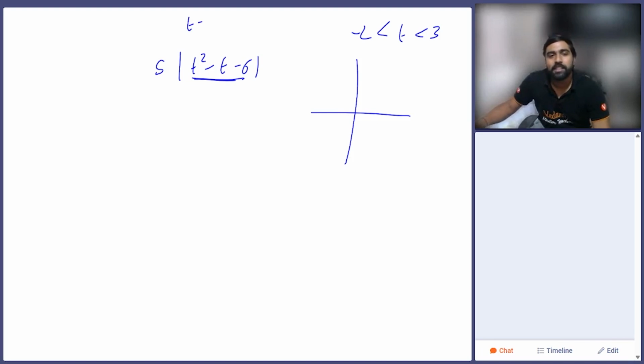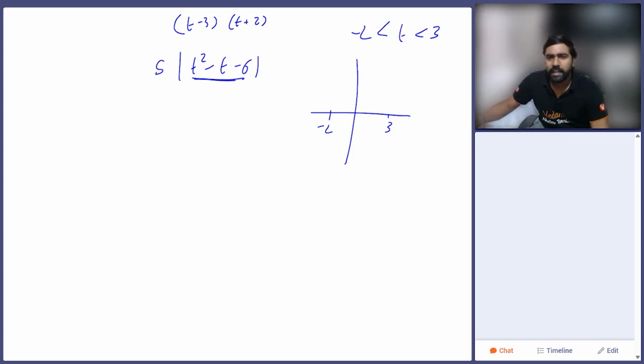So what are the roots over here? This factorizes as (t minus 3) into (t plus 2). So basically minus 2 and plus 3 over here. When I do modulus on top of that, I will get a graph that looks somewhat like this.